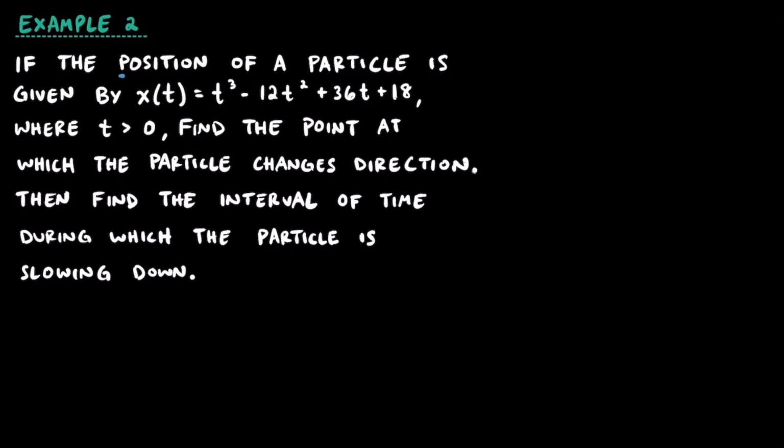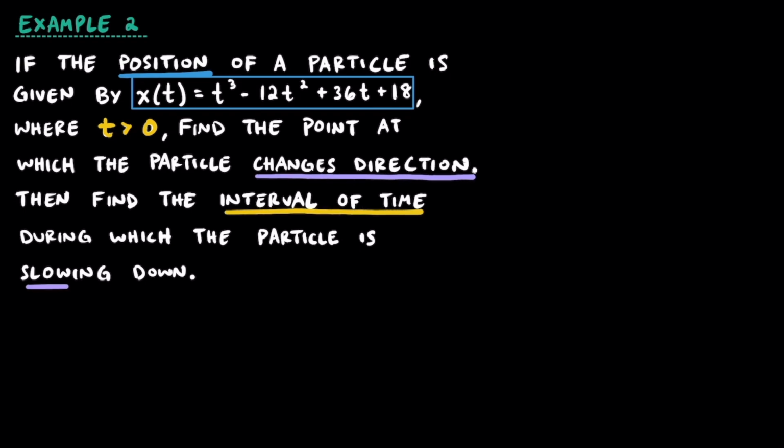Example 2. If the position of a particle is given by x of t is equal to t cubed minus 12t squared plus 36t plus 18, where t is greater than 0, find the point at which the particle changes direction. Then find the interval of time during which the particle is slowing down. Just like the last example, we're given the position function and we're told that the domain of time is restricted to being greater than 0.